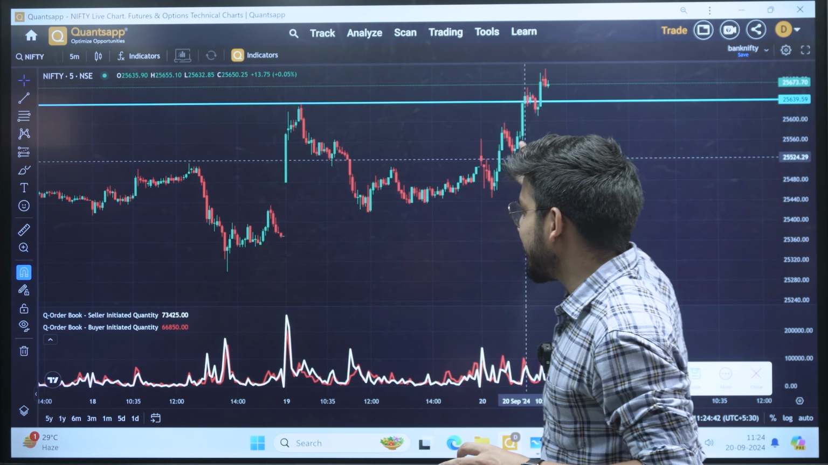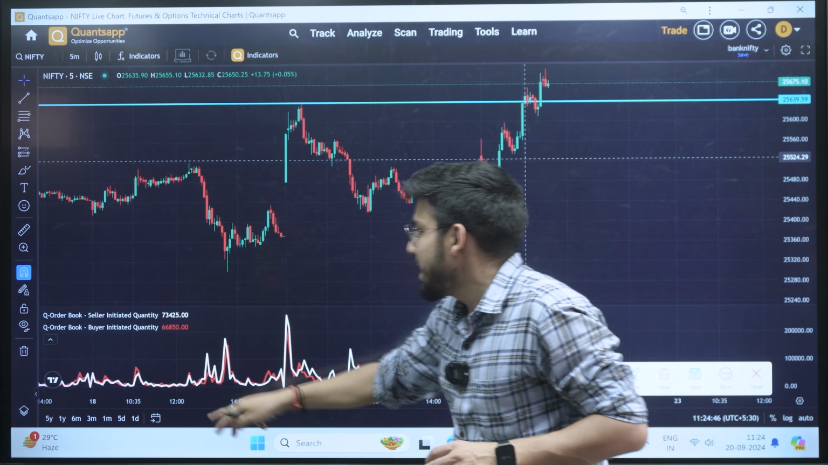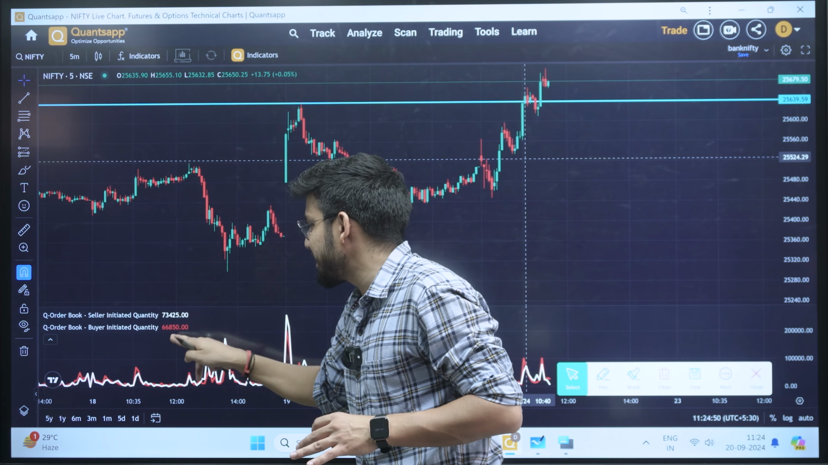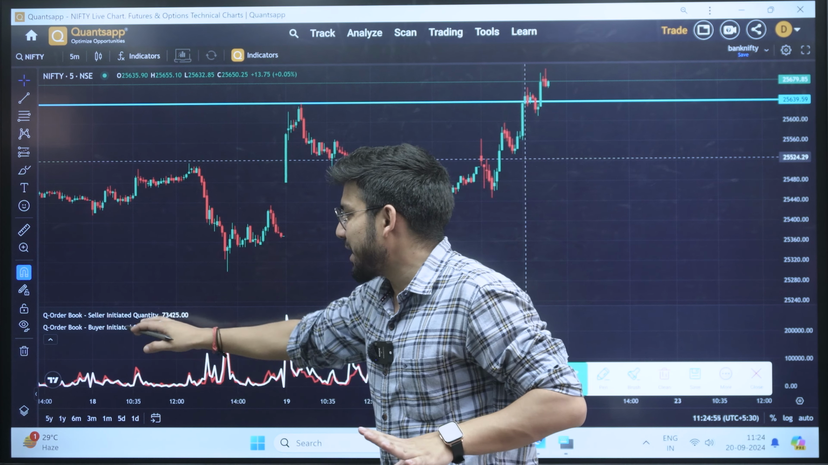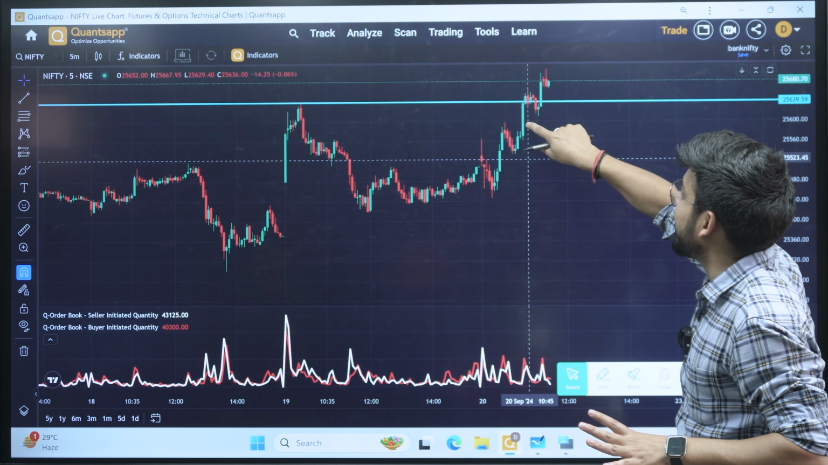So at this candle, where the resistance got broken, I can see the seller initiated quantity is 73,000 and the buyer initiated quantity is 66,000. Forget 1.5 times, the buyer initiated quantity is not even greater. So clearly I cannot take my entry at this breakout, and you can see that since we did not take the entry, the market fell down from there.